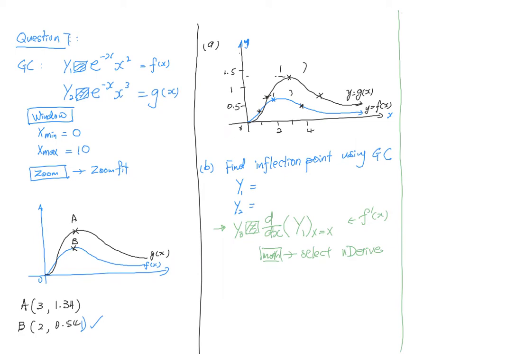After that, you do a zoom. Still go to zoom because your window is set already, correct? You don't have to do window. Zoom, then you select zoom fit. Okay, after you select zoom fit, your graph should look something like this. If I'm wrong, please tell me.